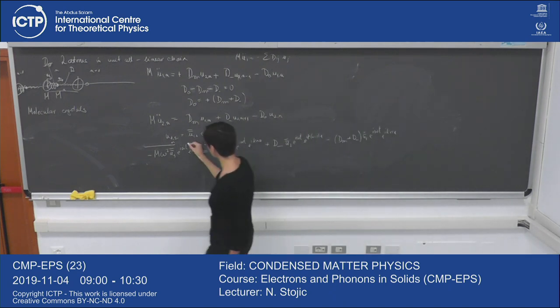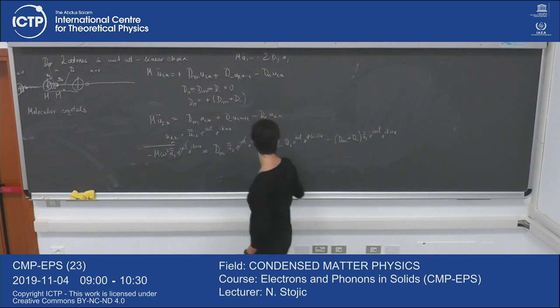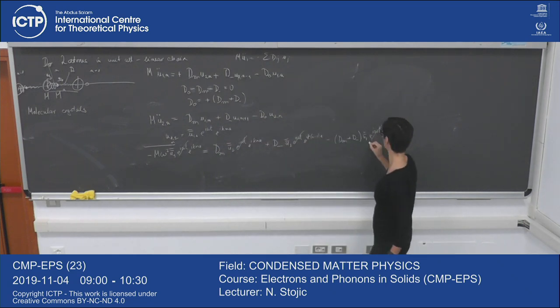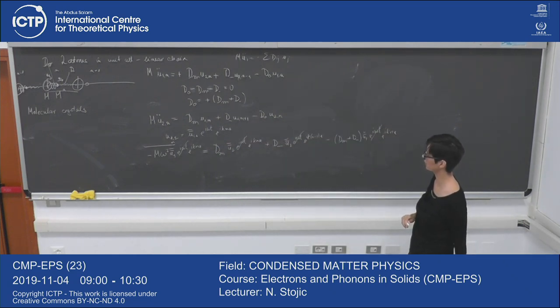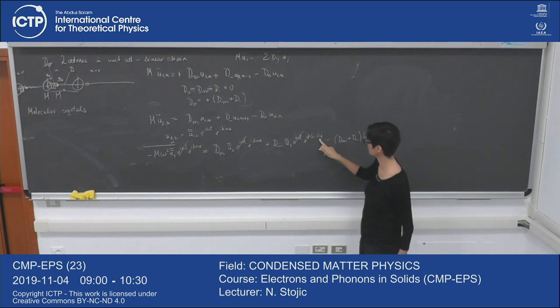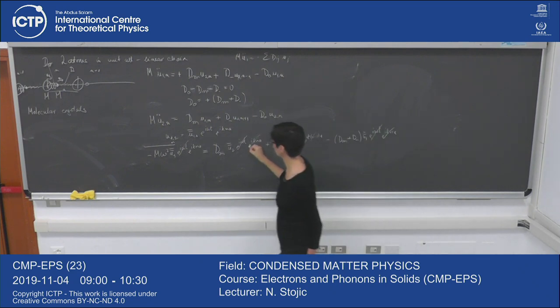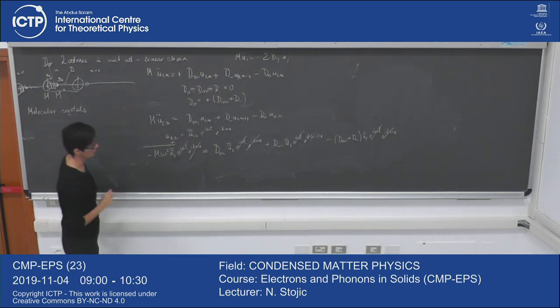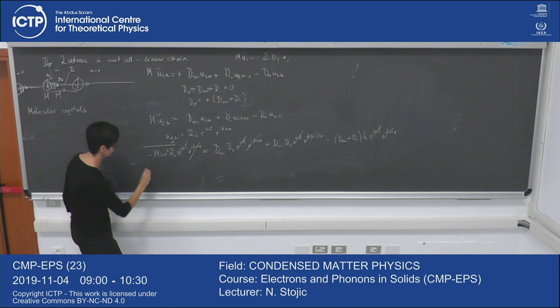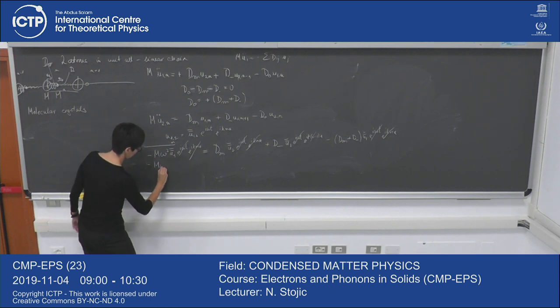So we can cancel all e to the i omega t, and then we can also cancel all k and a. Here remains minus 1. Then let's see what we are left with. Minus m omega squared u1.